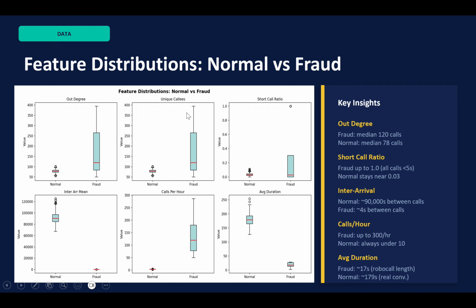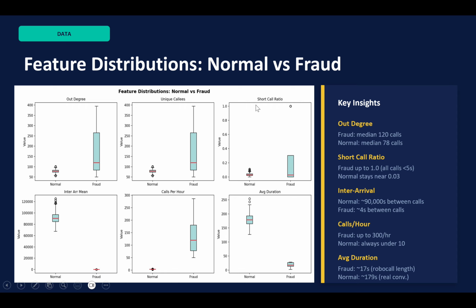On the top right, short call ratio, the fraction of calls under 5 seconds. One fraud node has a ratio of 1.0, meaning every single call it made was under 5 seconds. So yeah, it never once had an actual conversation.